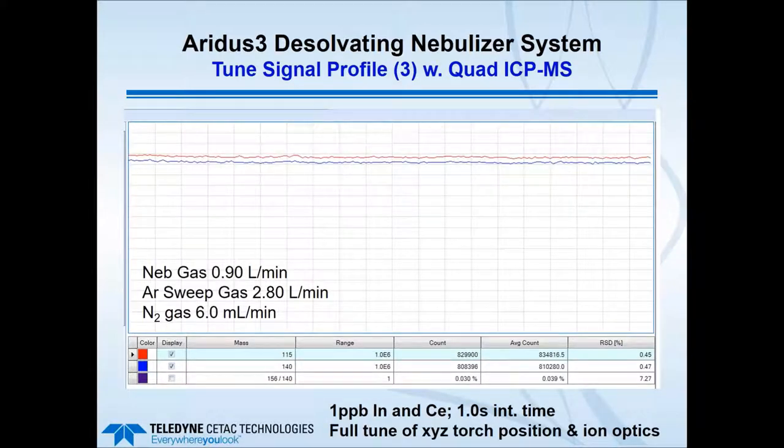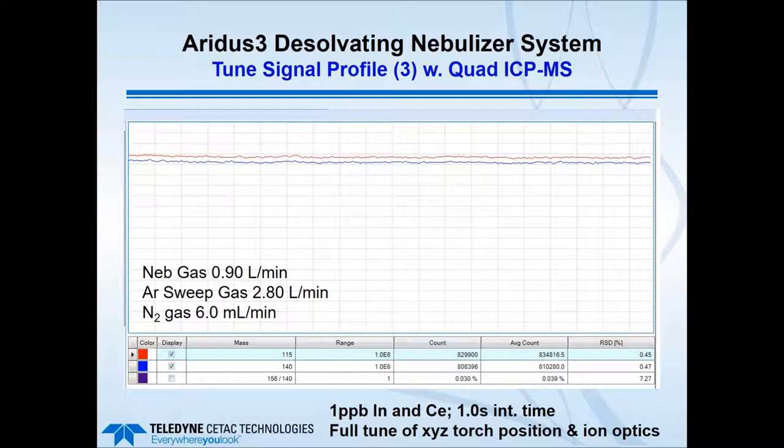So then I went ahead and did a full tune of the XYZ torch position and the ion optics. I checked the system resolution and allowed the system to warm up. And then I got this very nice stable scan for the indium and cerium signal at 1 ppb at a 1 second integration time. And there you see the oxide ratio had now settled into 0.03%, which is very good. So that means everything has been optimized. And if I was to use this system, I would go ahead and probably then start some sample runs.